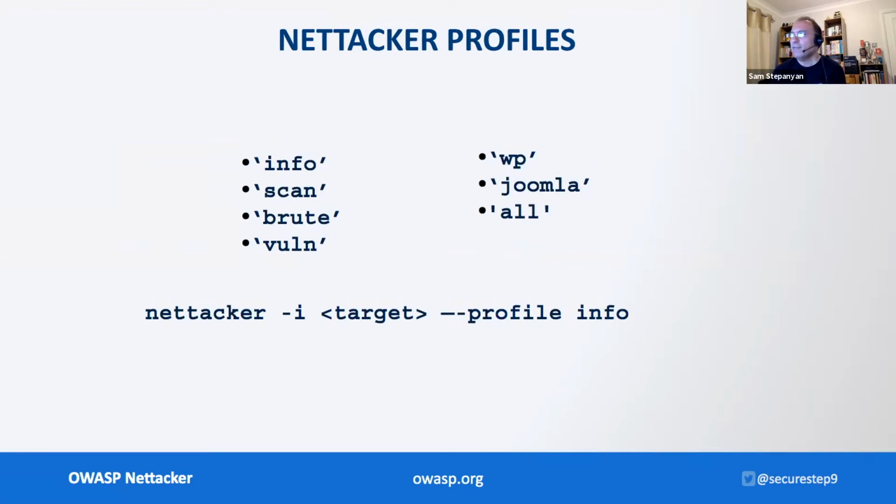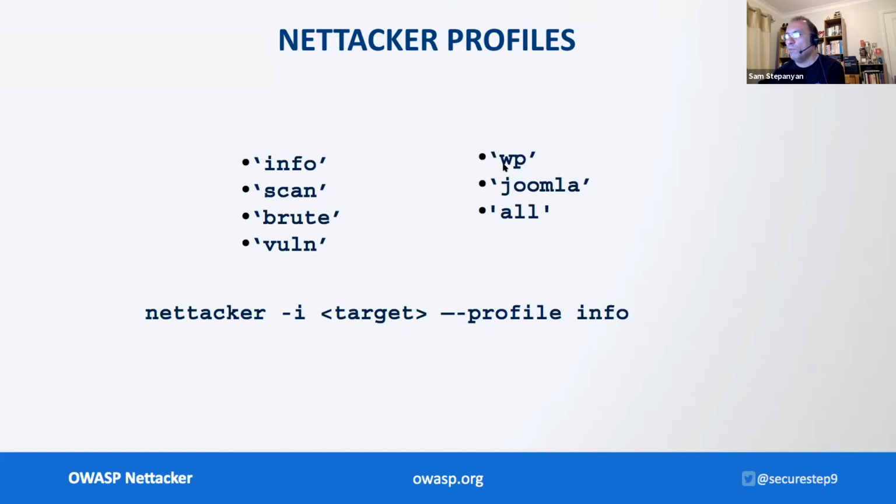There are several Nettacker profiles which are pre-configured, and they come with Nettacker when you install it. A profile called info is basically all the modules dedicated to information gathering. A profile called scan combines all the modules which perform scanning. A profile called brute combines all the brute forcing modules. A profile called vuln is for all the vulnerability ones.